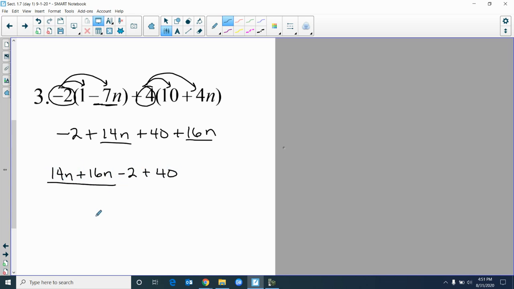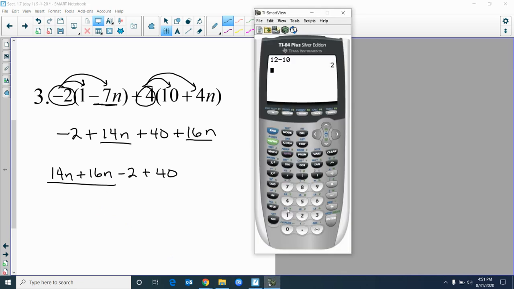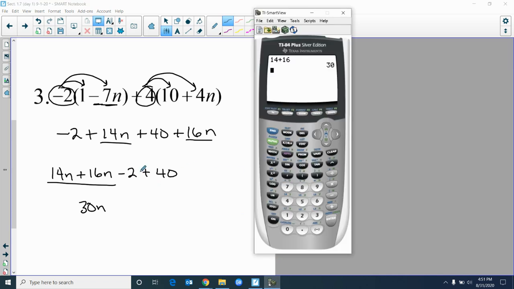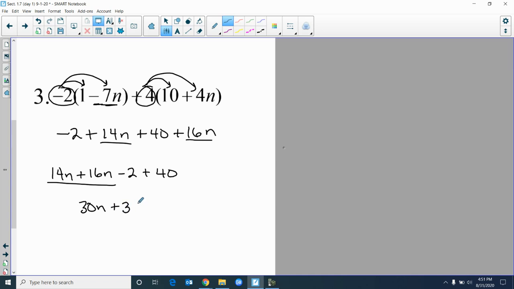14 plus 16, you just add those together. If you need to pull this out, do it just to help yourself get it right, and it's 30n. Now you got to be careful. A lot of people want to take 2 plus 40. You have to think of this as -2 plus 40. They're actually opposite signs. When you add them together, you get plus 38. Okay, and that's going to be your answer here. All right, good.